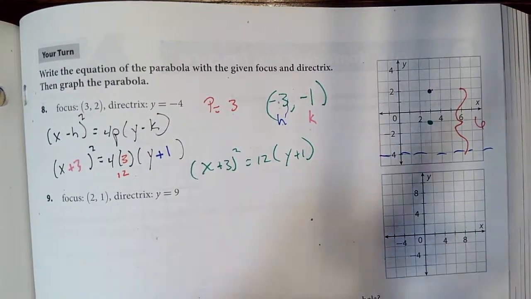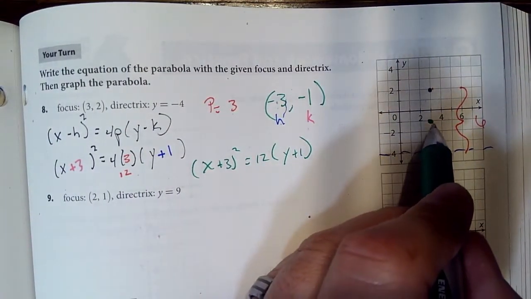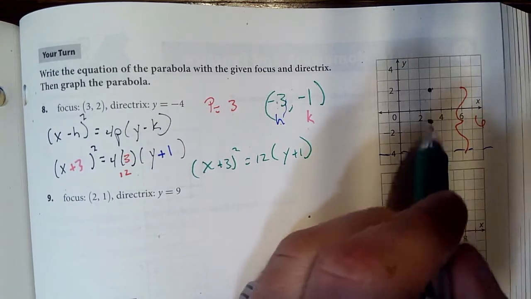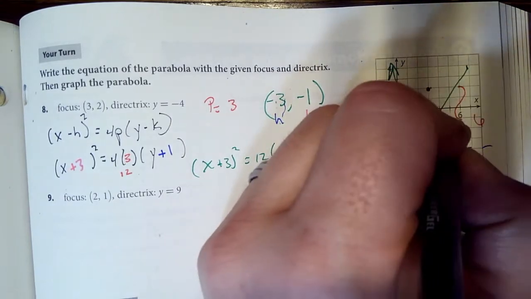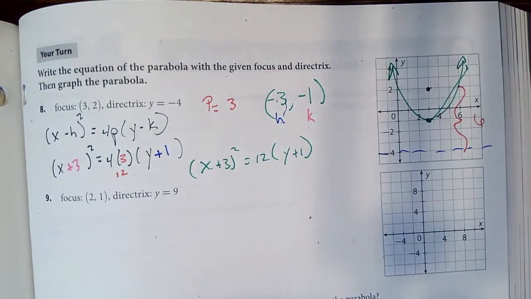And if you want to graph it again, I'm not super stressed about it. Just remember it goes towards the focus, away from the directrix. So that means it's going to open up like that. And you're done.